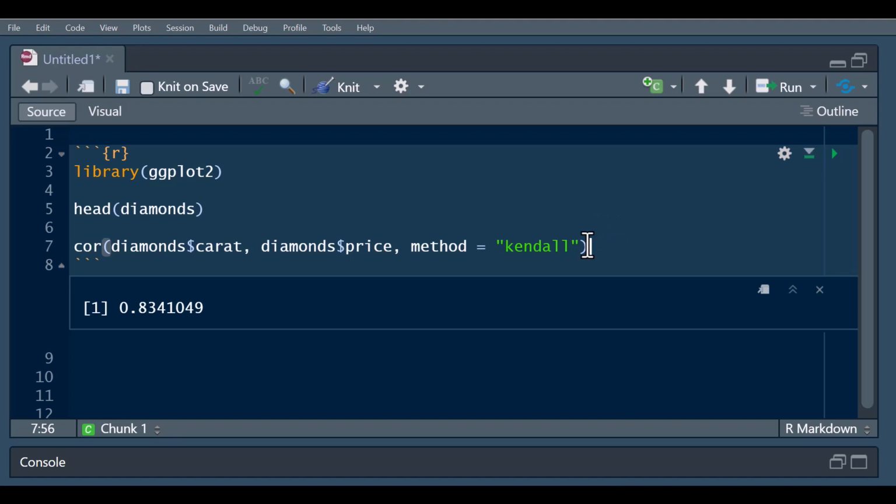So that is all for finding the relationship between two variables. It's as simple as this. This usually comes in useful when you want to perform a regression analysis to know the important variables in your data set.